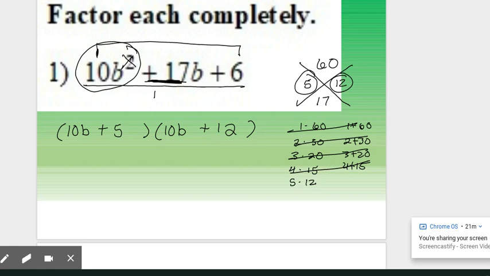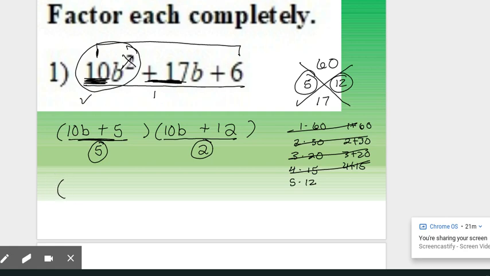Well, let's look at what I can divide out. 10 and 5, I can divide by 5. 10 and 12, I can divide by 2. I check my tires. 5 and 2. 5 times 2 is 10, so I know I'm good. I just need to divide it out.